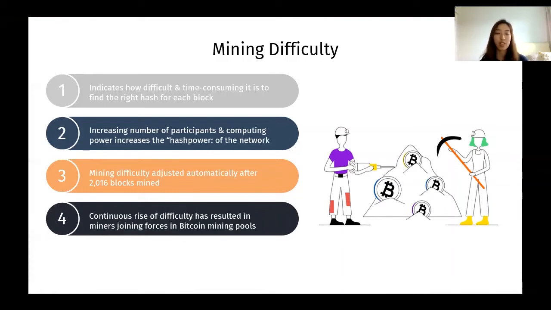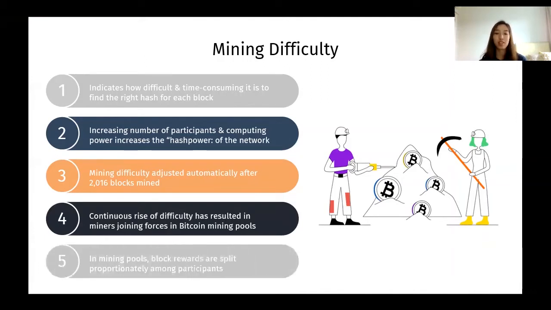And because the difficulty is rising continually, miners join forces in Bitcoin mining pools and solve the mathematical puzzles together. The first individual miner or the mining pool that finds the right hash gets the block reward. And usually, block rewards consist of new coins or tokens native to the blockchain network like Bitcoins. So in a mining pool, the block rewards are split among participants in proportion to their share of computing power in the mining pool. So this way, each participant is adequately invested in the process.